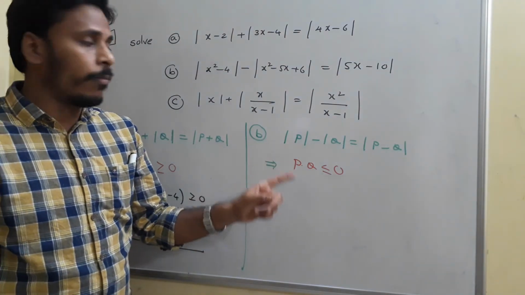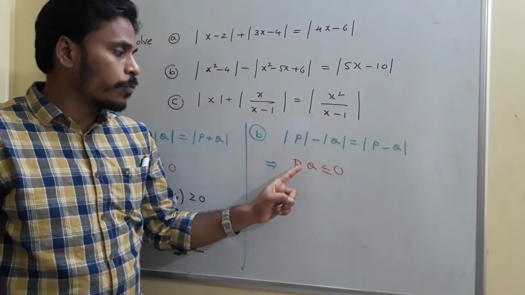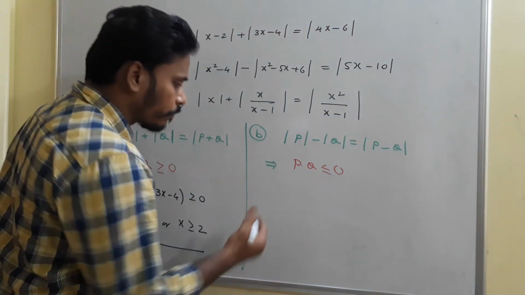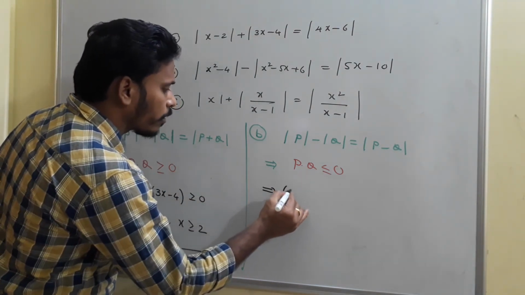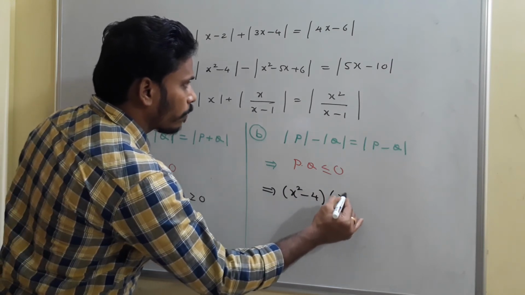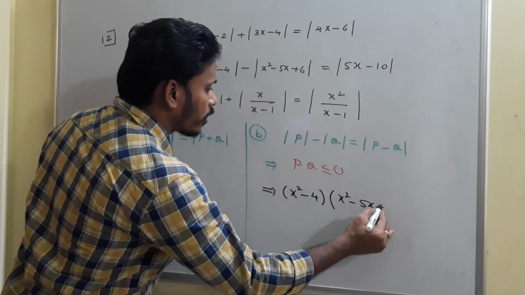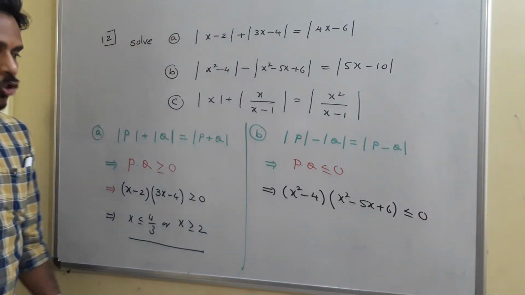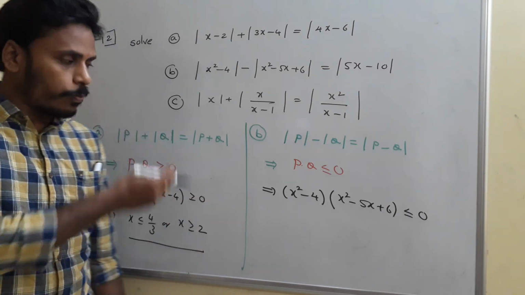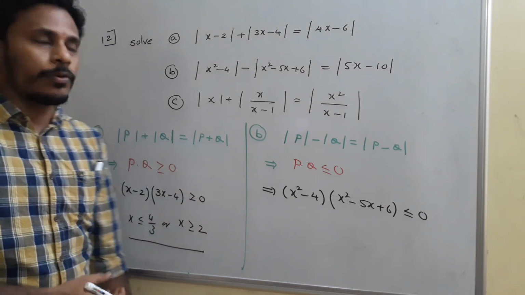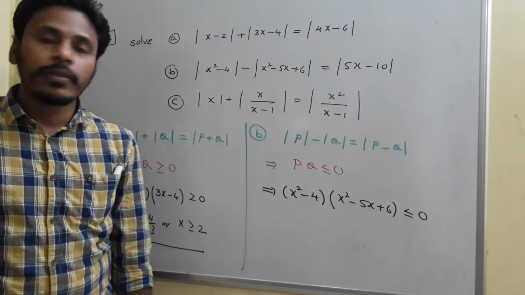Since this is the problem, this is correct whenever the product of p and q is negative, that is, less than or equal to 0. So what is p? p is simply x² − 4, and q is simply x² − 5x + 6. So p times q is less than or equal to 0, meaning the product is negative. We need to calculate the values of x, because the task is to solve it, right?